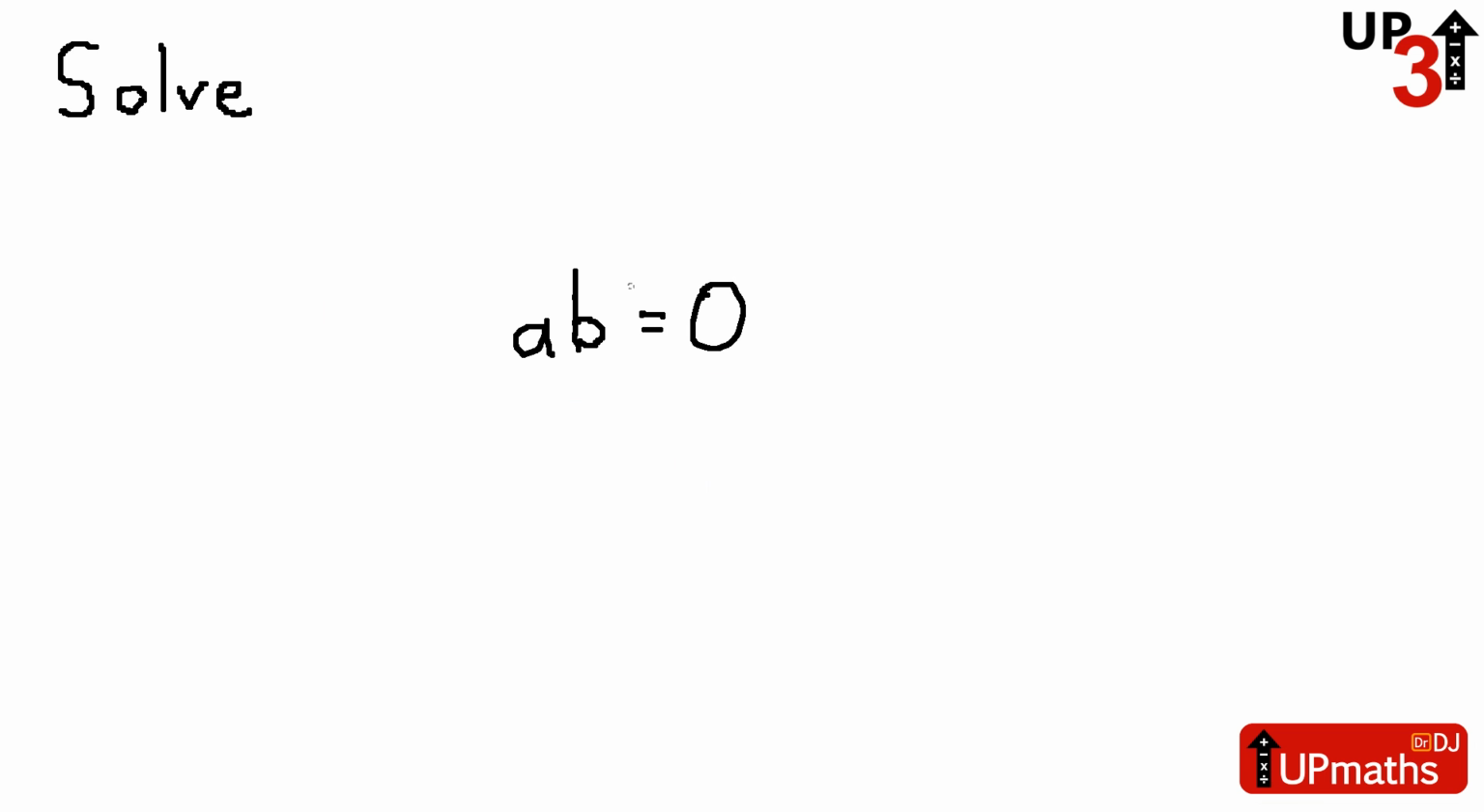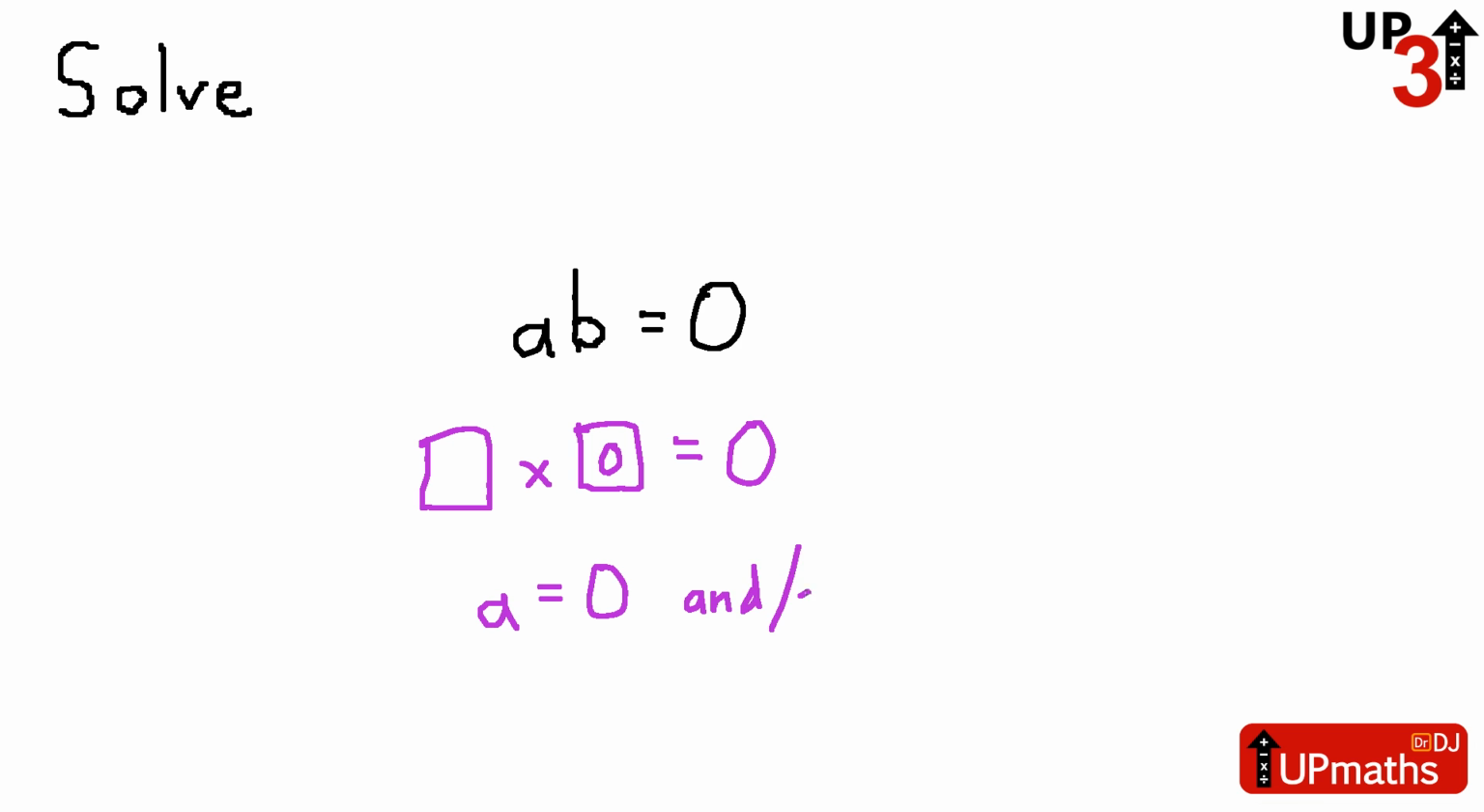Okay, what about the next one? Obviously pause the video if you want to have a think first before I dive in, but I'd like to just keep going. Something times something is 0. Well, that means that either that's 0 or that's 0. Well, I suppose they could both be 0 as well. So a equals 0 and or b equals 0.